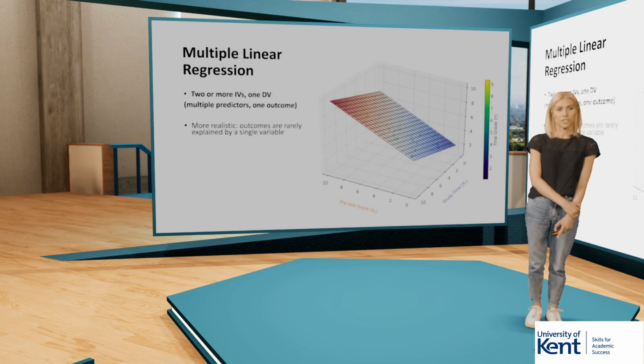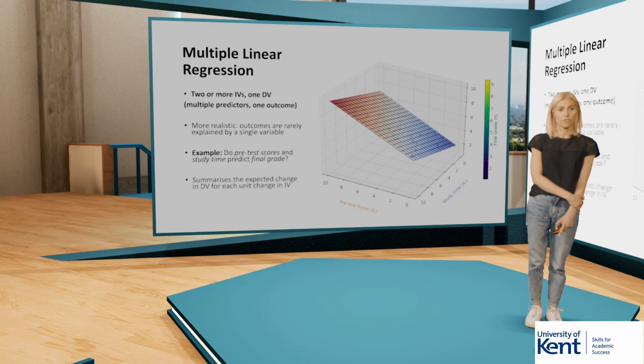In real-world scenarios, though, outcomes are often influenced by multiple factors. And that's where multiple linear regression comes in, because it allows us to include several predictors. We have two or more independent variables and one dependent variable. For example, we might predict students' final grade on a stats module using both pre-test scores, so that's the score they got on a test before studying the module, as well as study time.